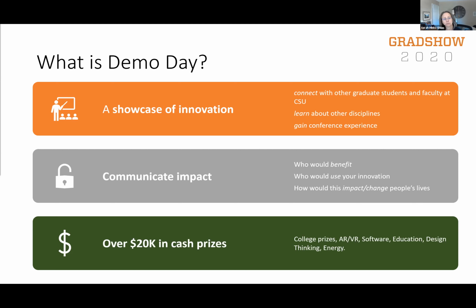This year, we have over $20,000 in prizes, one for each college, and we do have representation from every college in the Innovation Showcase, as well as 5 or 6 specialty categories, such as virtual reality and software education. We have quite a few posters in education and programmatic design, and also design thinking. So that's great this year.